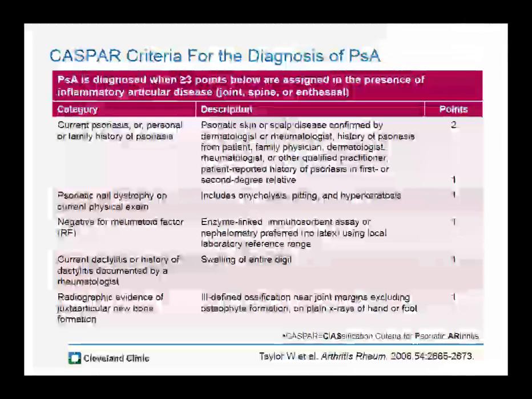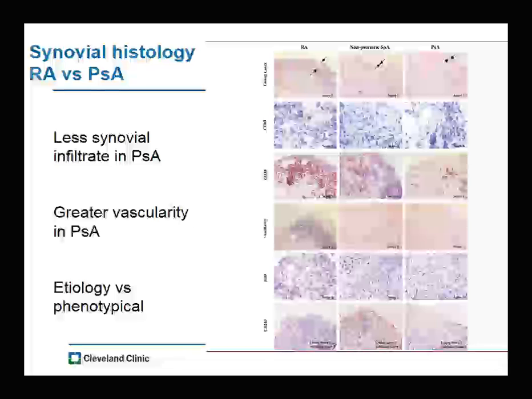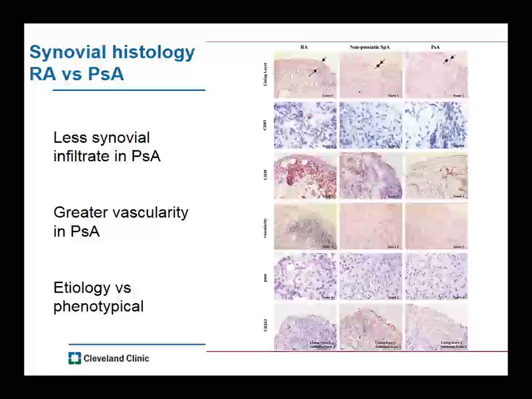So even if you don't have a current history of psoriasis, you do have to first start off with patients with articular disease. And then if you gain greater than or equal to 3 points based on these categories, you'd be classified as psoriatic arthritis. So how do we know how different this really is, other than some of the clinical phenotypes?